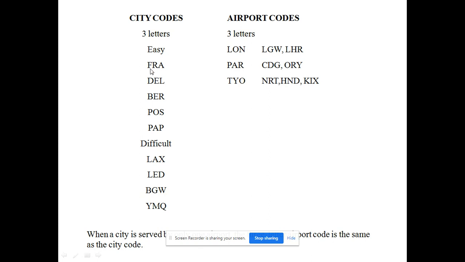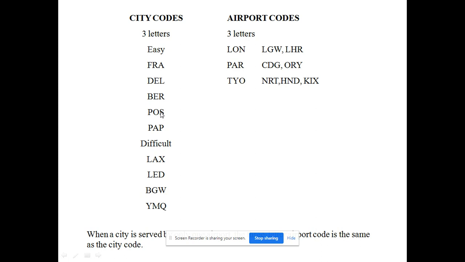For example, FRA for Frankfurt, the first three letters of Frankfurt. You have Delhi, the first three letters of Delhi, DEL. Then Berlin. Then you have Port of Spain, POS, and Port au Prince, PAP. So these are like these.